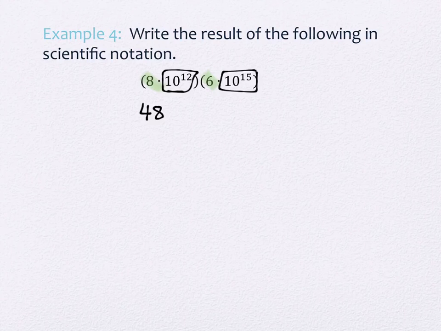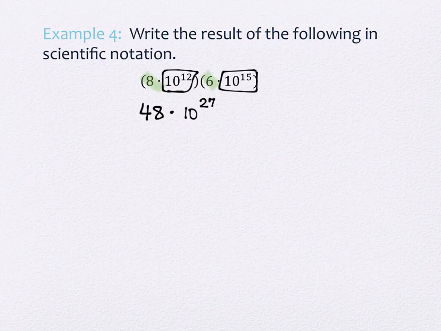I add. If they were divided, I would subtract. Okay? So these are multiplied, so I'm going to add the exponents. What is 12 plus 15? 27. Now, I'm not done though, because the direction says to write the result in scientific notation.